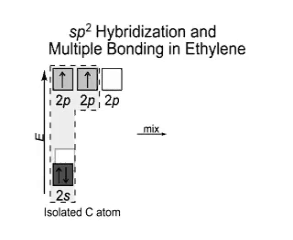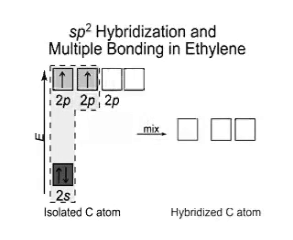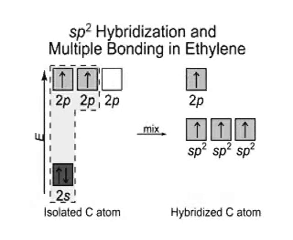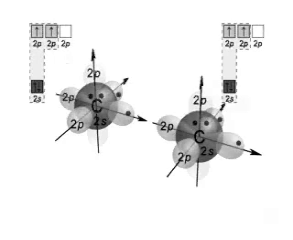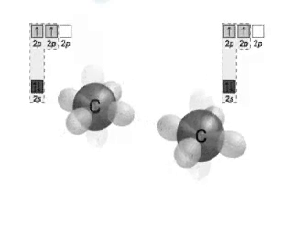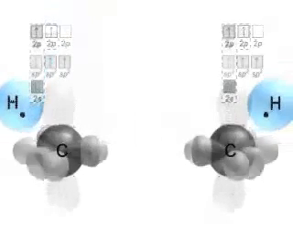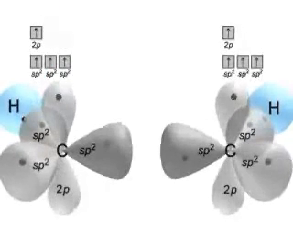Its filled 2s and two half-filled 2p's mix to become three half-filled sp2 hybrids, and the fourth electron occupies the unhybridized 2p. Let's examine the orbital view and highlight the two ways carbon orbitals overlap to create a double bond. Here, each carbon is undergoing sp2 hybridization. Note how the unhybridized 2p orbitals lie perpendicular to the trigonal plane of sp2 hybrids.